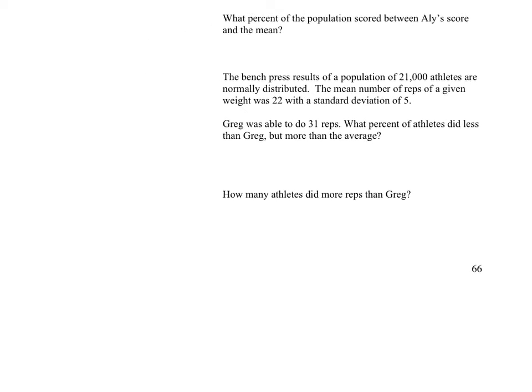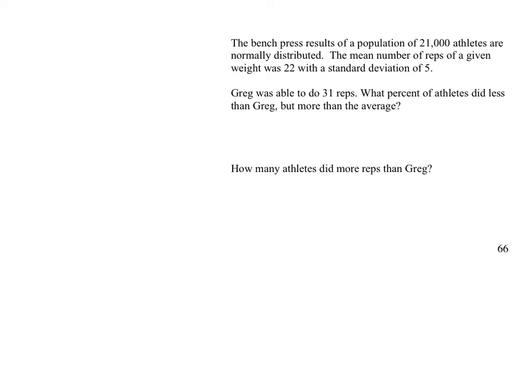So what we're going to do is a couple more examples based on what we did yesterday, just so you can see some more of this at work, see those tables used again. And so we're going to pick up where we left off on the notes yesterday, and we're going to start with the bottom example. So the bench press results of a population of 21,000 athletes are normally distributed.